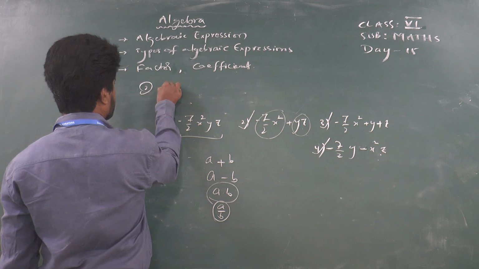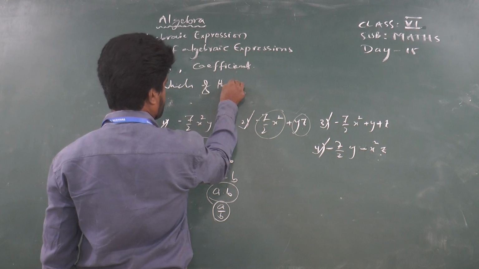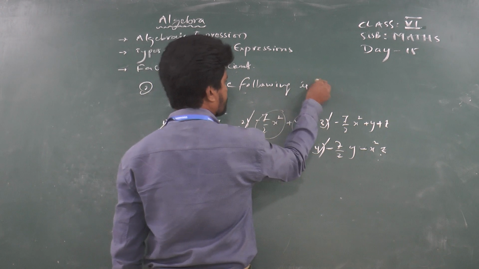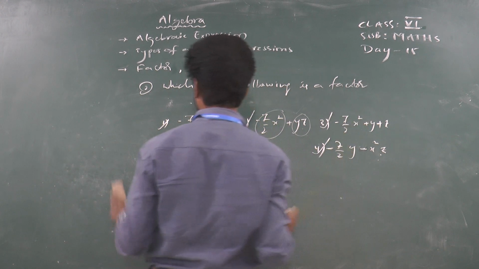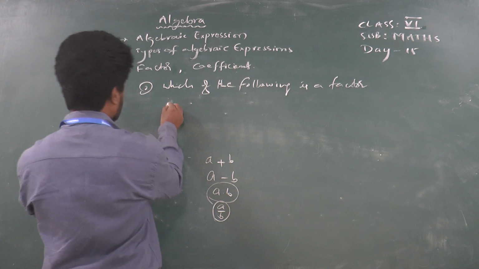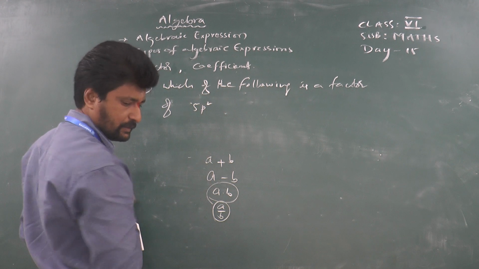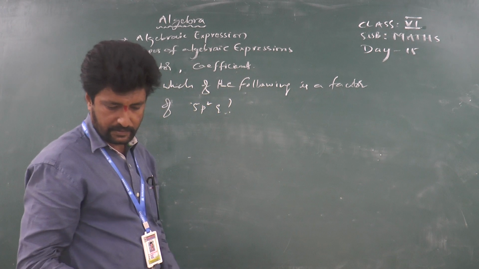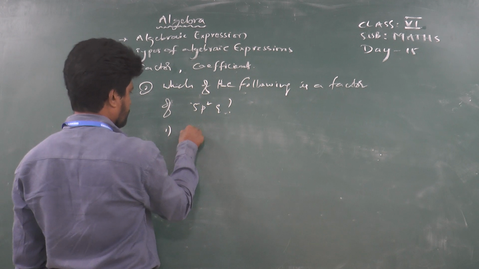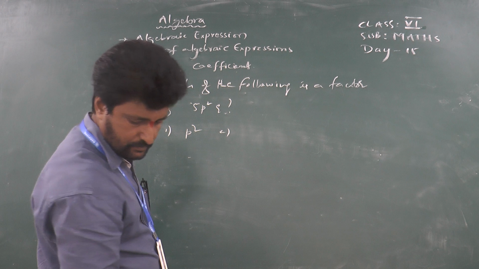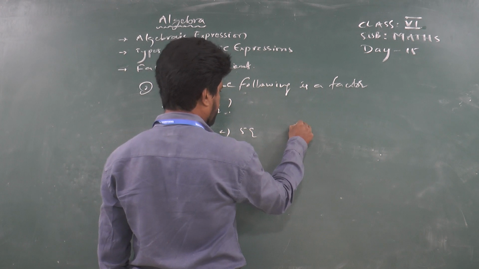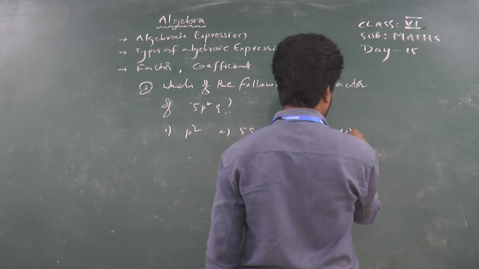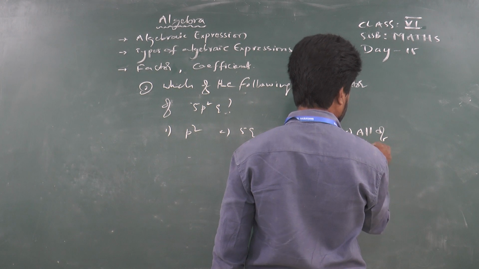Which of the following is a factor of 5p square q? And also given options. First option p square, second option 5q, third option 5p, and fourth option all of these.